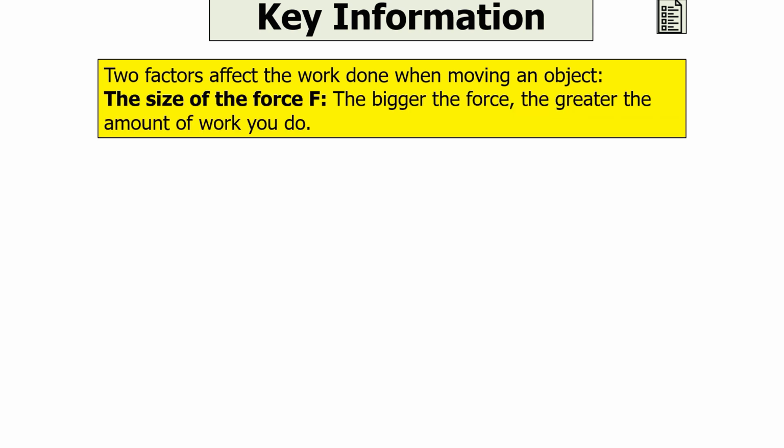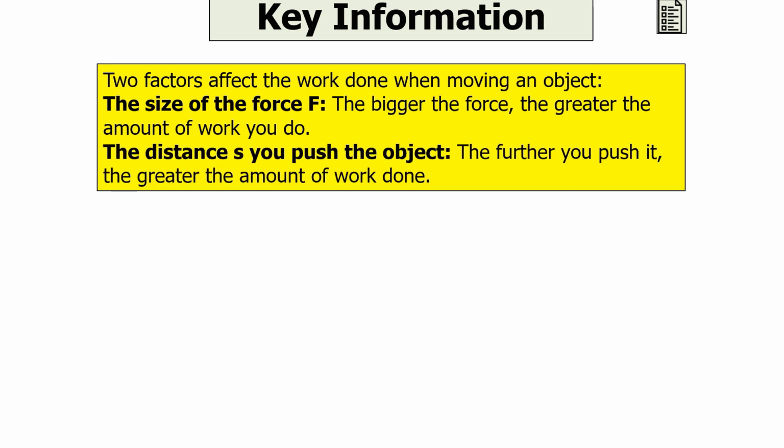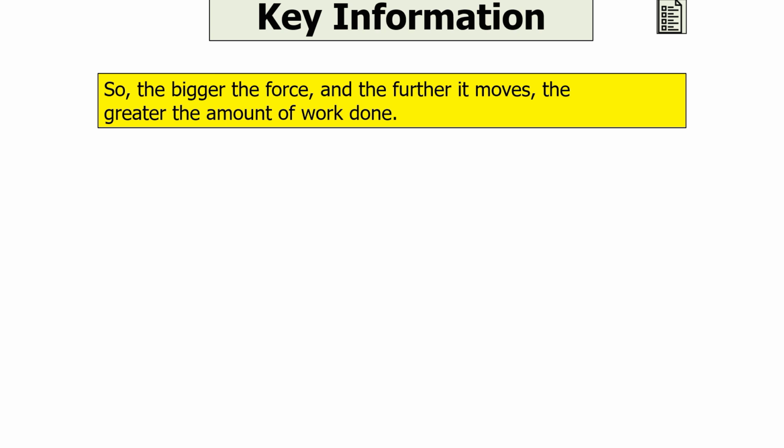Now two factors affect the work done when moving an object. The first one is the size of the force. The bigger the force, the greater the amount of work you do. The second is the distance that you push the object, s. The further you push it, the greater the amount of work done. So the bigger the force and the further it moves, the greater the amount of work done.